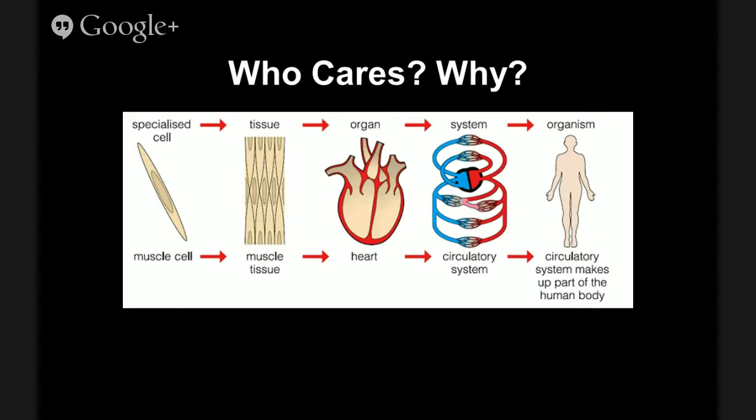So you get your cell, we try to get a specialized cell, get this coalesced into tissue. From there you can form that organ. That makes a complex system, and then we have an actual organism.